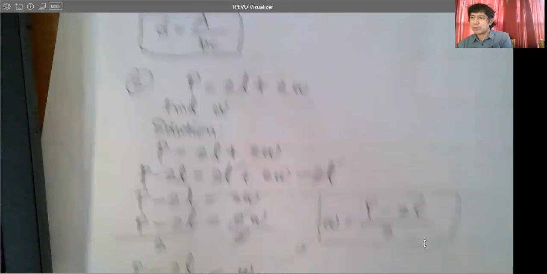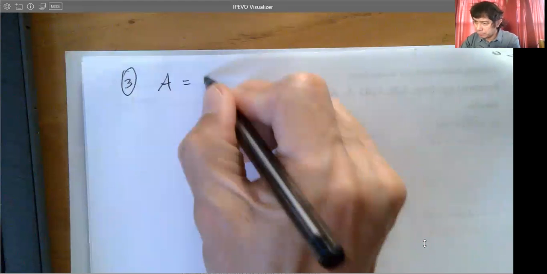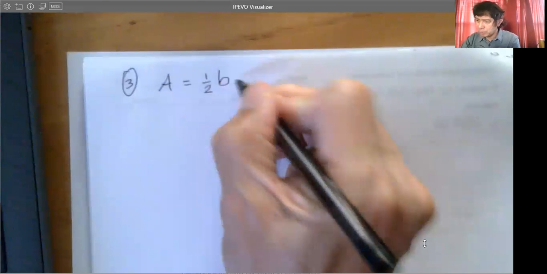Let us use another. Okay, let's say we have number 3 over here, and it must be another equation. All right, let's say we have A is equal to 1/2 BH. It looks familiar.